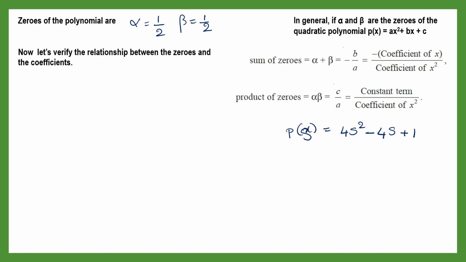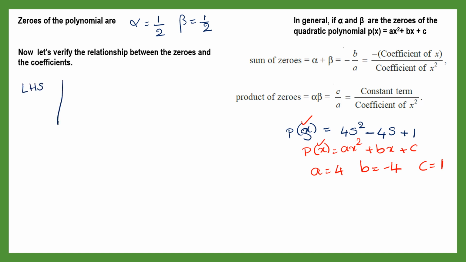If you compare this with p of x is equal to ax square plus bx plus c, here it is p of s, here it is x. So x is replaced by s, everything is same, the variable got changed. You will get a is equal to 4, b is equal to minus 4, c is equal to 1. Now let's verify LHS, RHS.